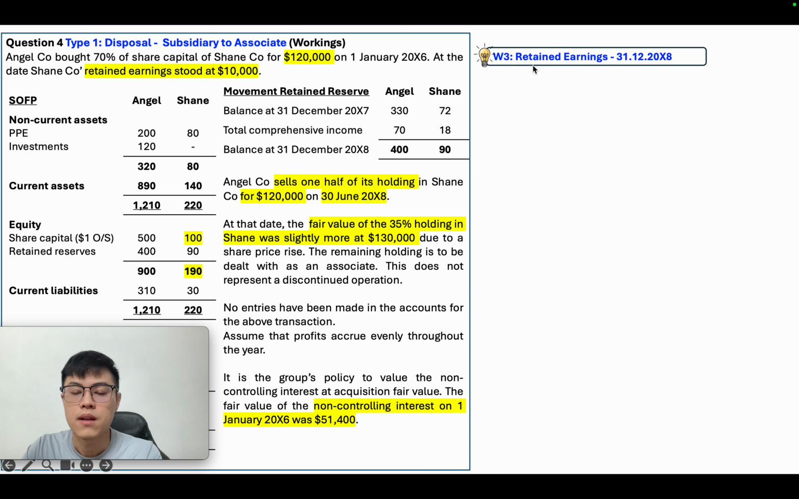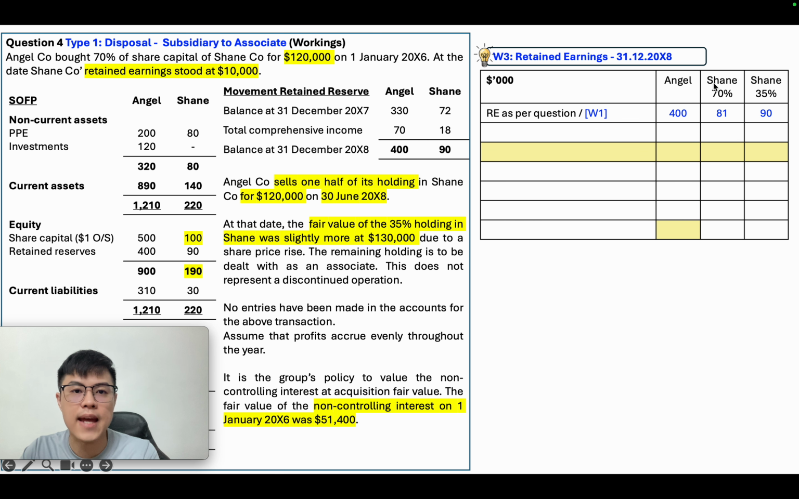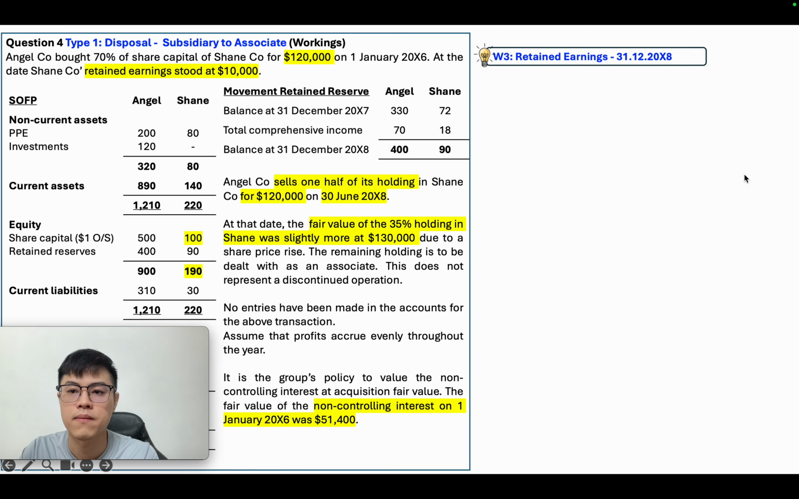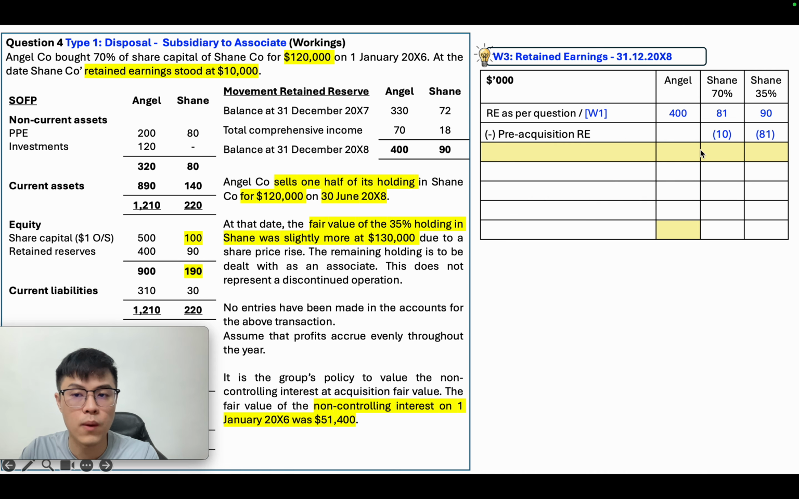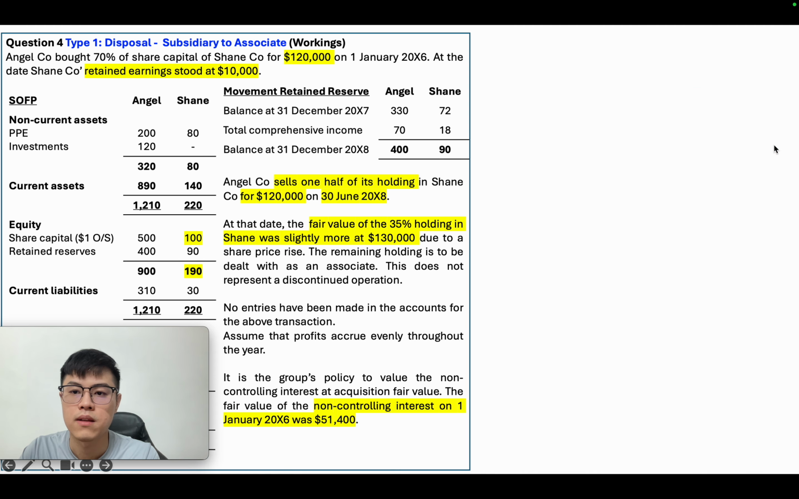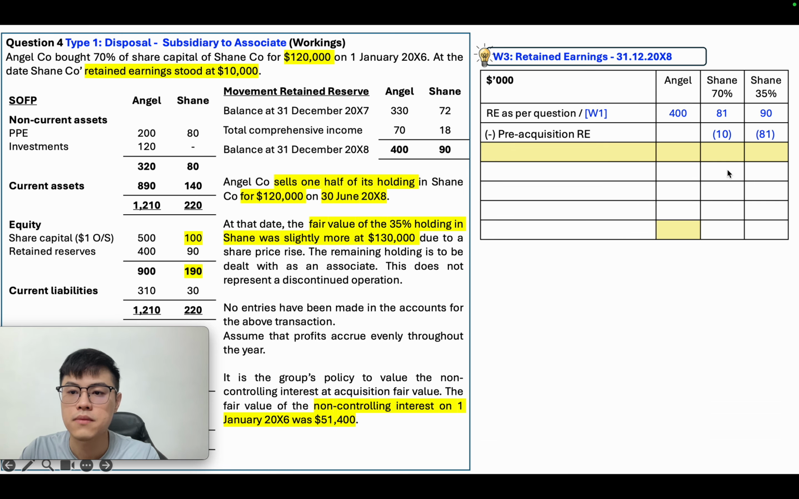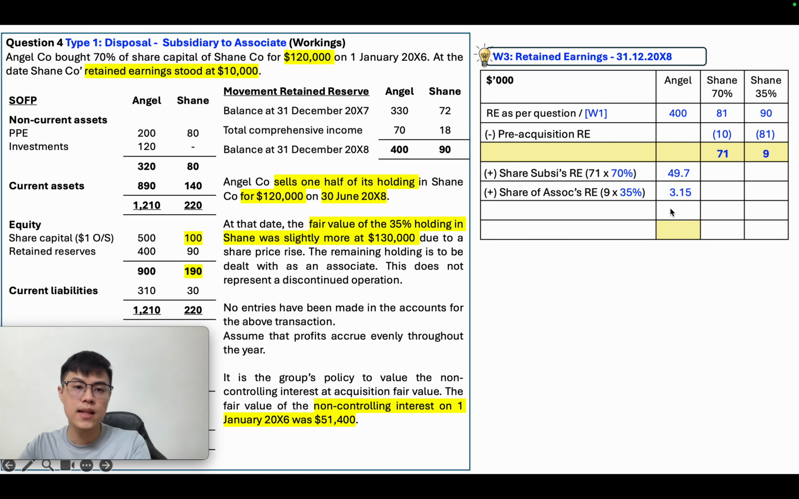Third working, retained earning. We have Shane at 70% as subsidiary, Shane at 35% as our associate. Looking at your working number 1, we will get the amounts in here, 81,000 and 90,000. And looking at your working number 1, 10 and 81. 10 is the pre-acquisition retained earning here, and 81. Then we minus share 70%, share 35%. That will be your total, but we will need to leave it pending because we need to calculate profit on disposal.